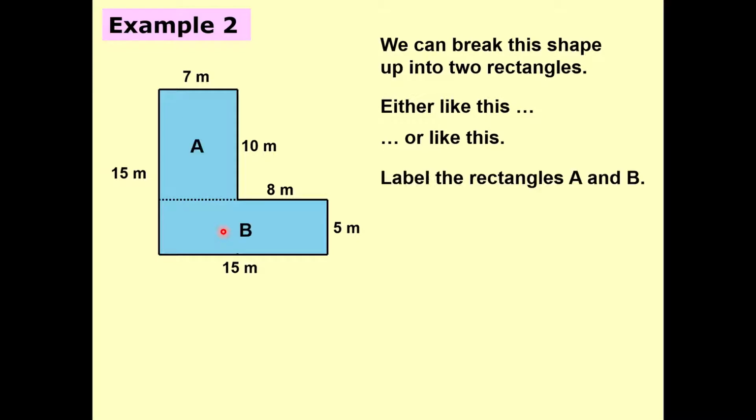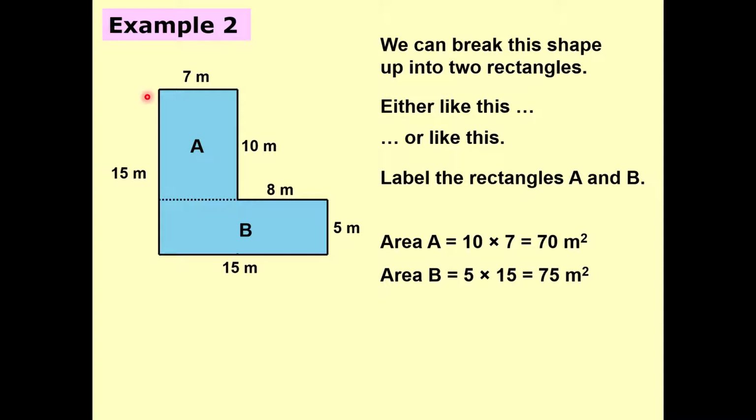Let's go for this one. So label your rectangles A and B. We need to calculate the area of the first one. So area A is 10 by 7. So 10 times 7 is 70 square metres. And then B is 5 by 15. So 5 times 15 is 75 square metres. Once we've got that, we must remember to find the total area by adding them both together to give us 145 square metres.